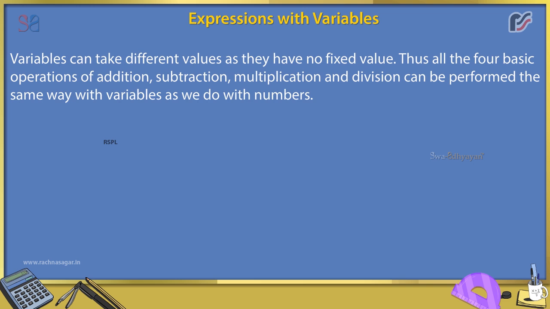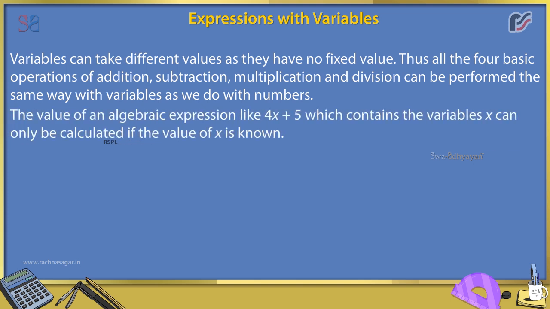Variables can take different values as they have no fixed value. Thus, all the 4 basic operations of addition, subtraction, multiplication and division can be performed the same way with variables as we do with numbers. The value of an algebraic expression like 4x plus 5, which contains the variable x, can only be calculated if the value of x is known.